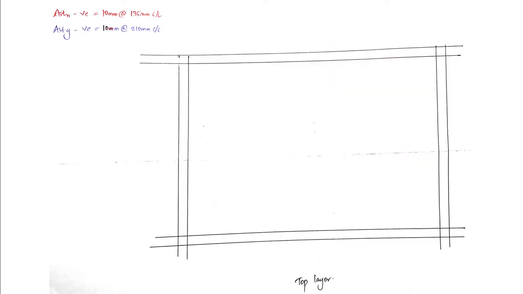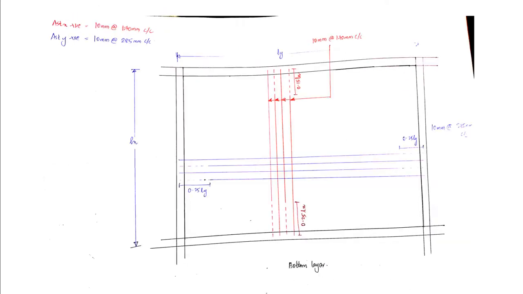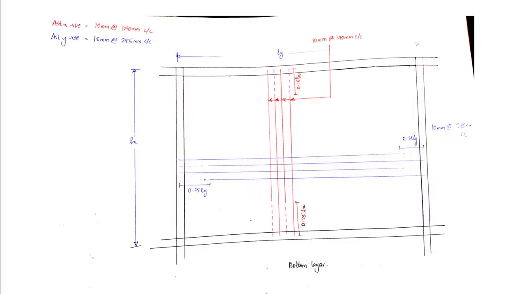That is AST X positive: only half of AST X positive is there. That's why this is 10 mm at 340 mm center to center. This is because one bar is going straight and the other is at the top. You are telling about only the top layer here. This is being bent up at a distance of 0.15 Lx, and the 0.15 Lx is from the center of the support. Before it was from the edge of the support, here it is from the center of the support.